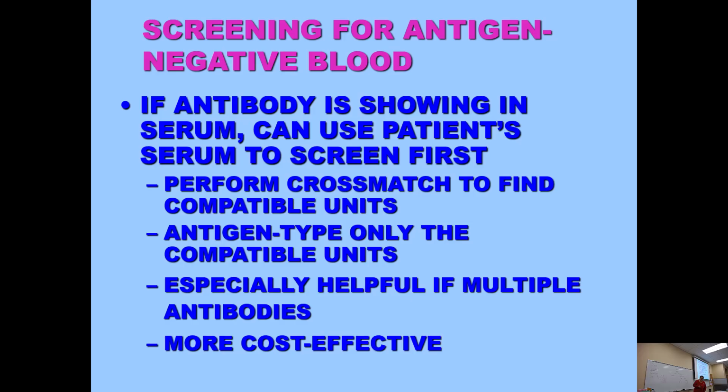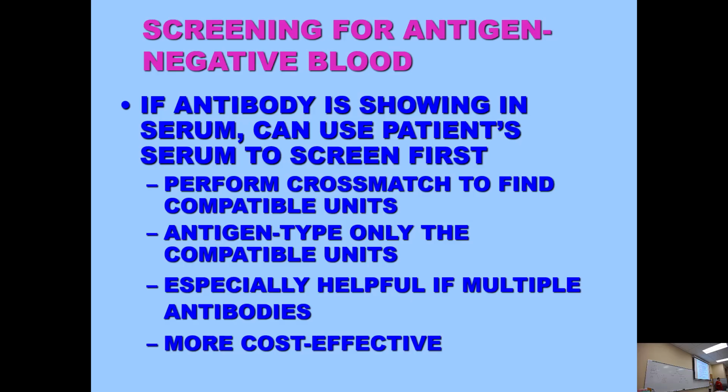Now, when you're screening for antigen-negative blood, if the antibody is showing up in the patient's serum, you can actually use the patient's serum to screen first. Rather than antigen typing all those units, you can use the patient's serum. This is really helpful when you're dealing with more expensive or more rare antisera. So you perform the cross-match to find the compatible units, and then antigen type only the compatible units.